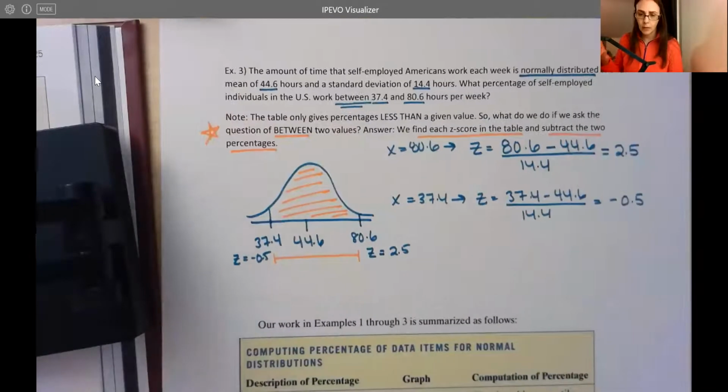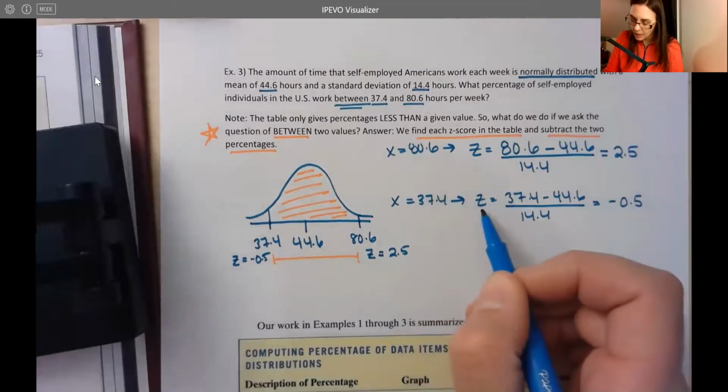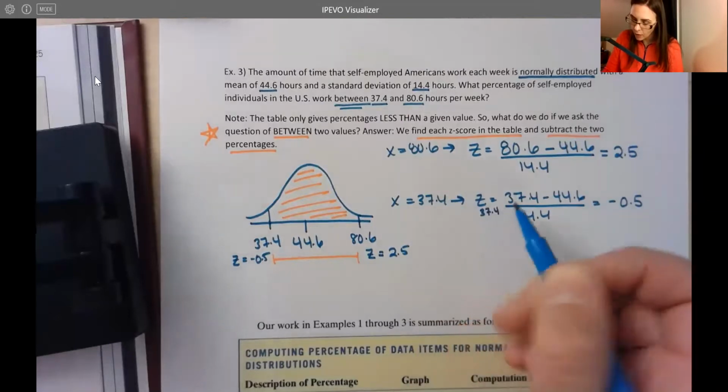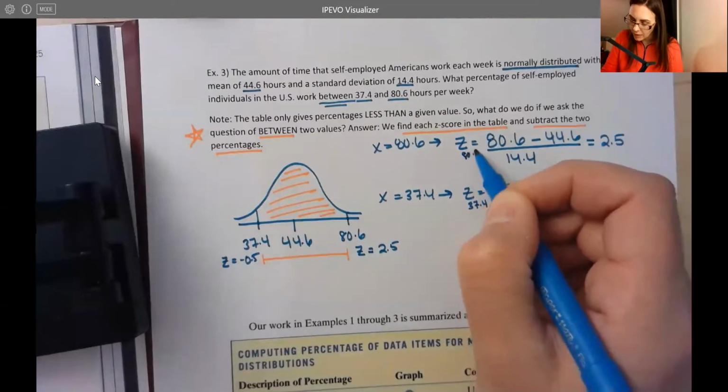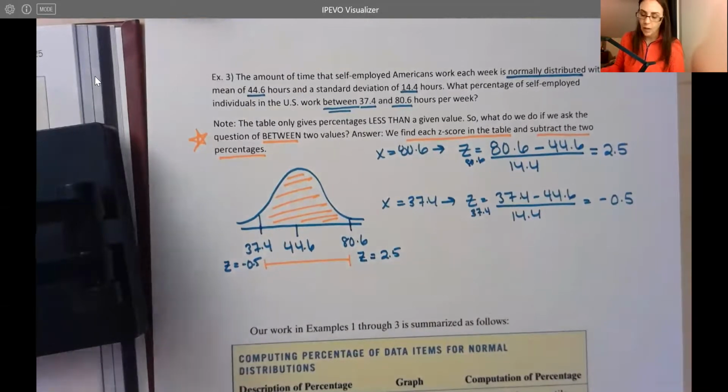Now, just a little bit of notation. Your book will actually use subscripts here. They'll write this as z sub 37.4 and z sub 80.6, just to remind you what the x value was. So if you see that notation, that's all that means.